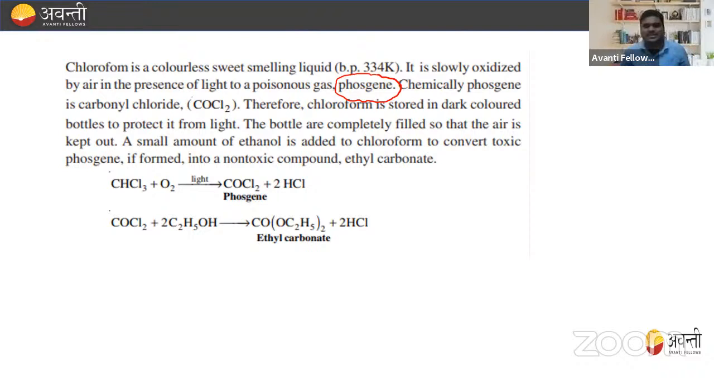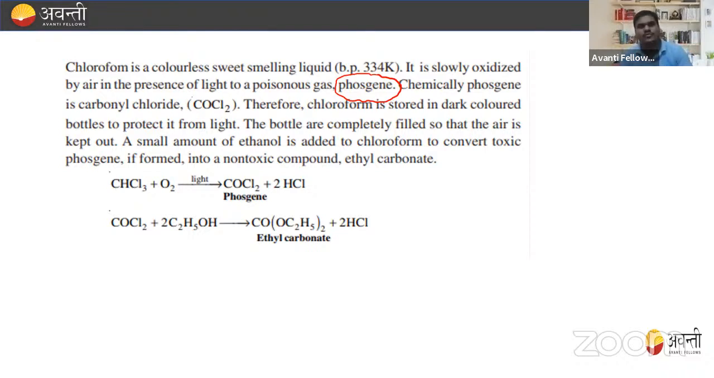So how to avoid this difficulty? Chloroform is stored in dark bottles to protect it from the light. The bottles are completely filled so that air is kept out. A small amount of ethanol is added to chloroform to convert toxic phosgene, if formed, into the non-toxic compound ethyl carbonate. So this point is very, very important.